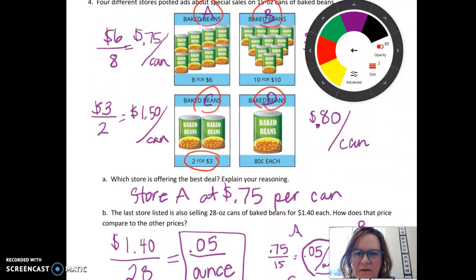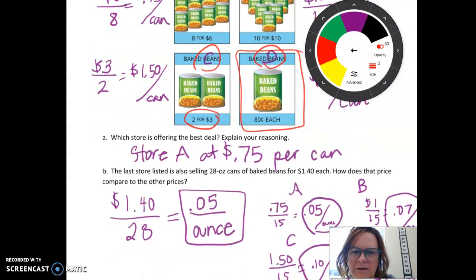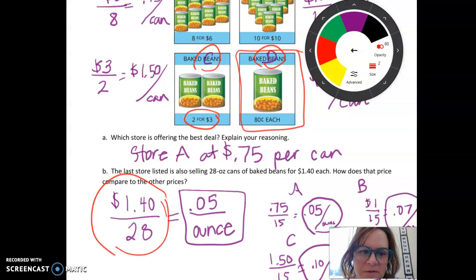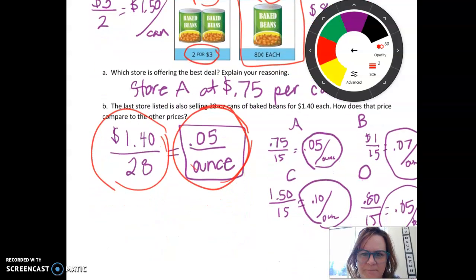The last store listed is also selling 28-ounce cans of baked beans for $1.40. And how does that price compare? Well, if we did $1.40 divided by 28, because we still want to do price per, in this case, ounce. So I did $1.40 divided by 28 ounces, and that gives me 5 cents an ounce. So now if I look back at the other 4 stores, and I look at the price that I've already figured out per the size of those cans, which was 15 ounces for all of them, then I can figure out how that compares to this deal, the 28-ounce deal.